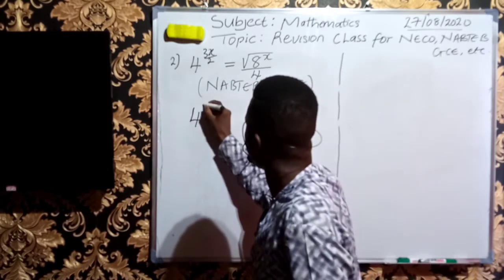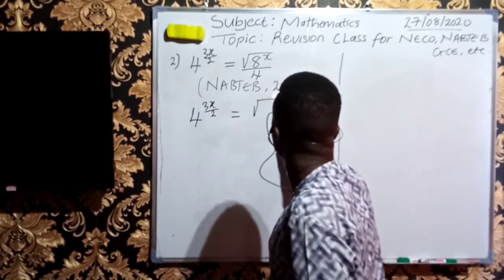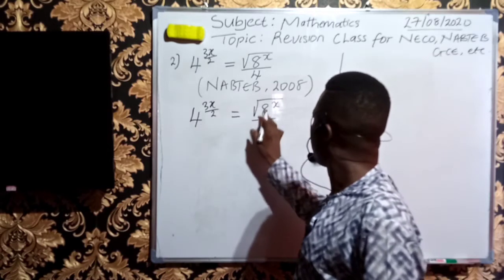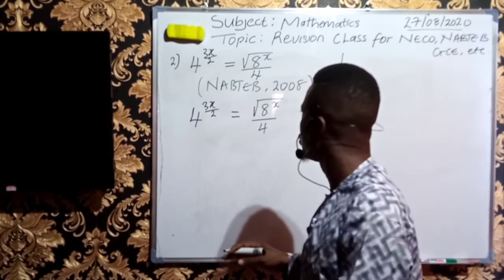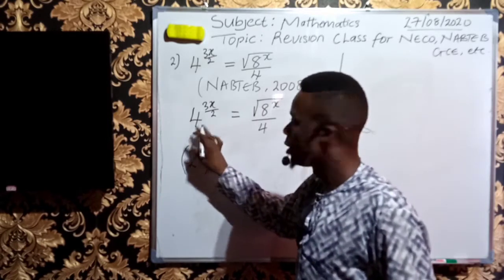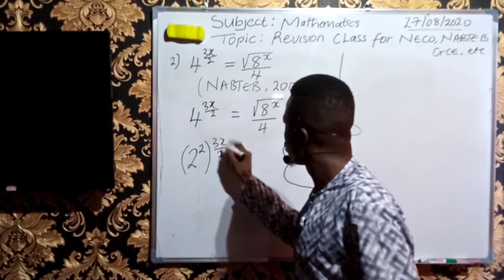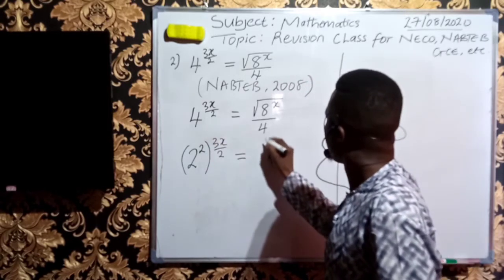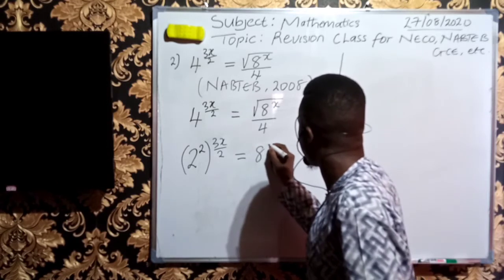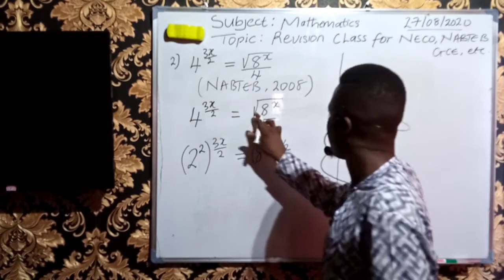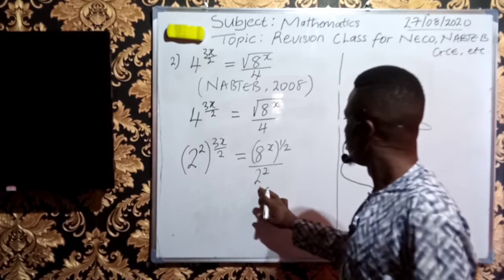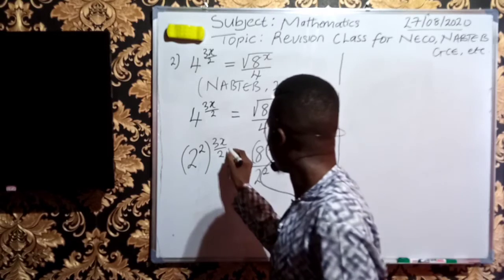So when you have 4 power of 3x all over 2 is equivalent to the square root of 8 power of x all over 4, you know that all of them can be expressed as powers of 2. So this 4 here can be written as 2 power of 2. Then 3x over 2, you shouldn't forget this power. Remember from the laws of indices that the square root of any number means that number power of half. So this can be written as 8 power of x, then power of half, because of the square root. All over 4, which can be written as 2 power 2, because 2 raised to the power of 2 will give me 4.